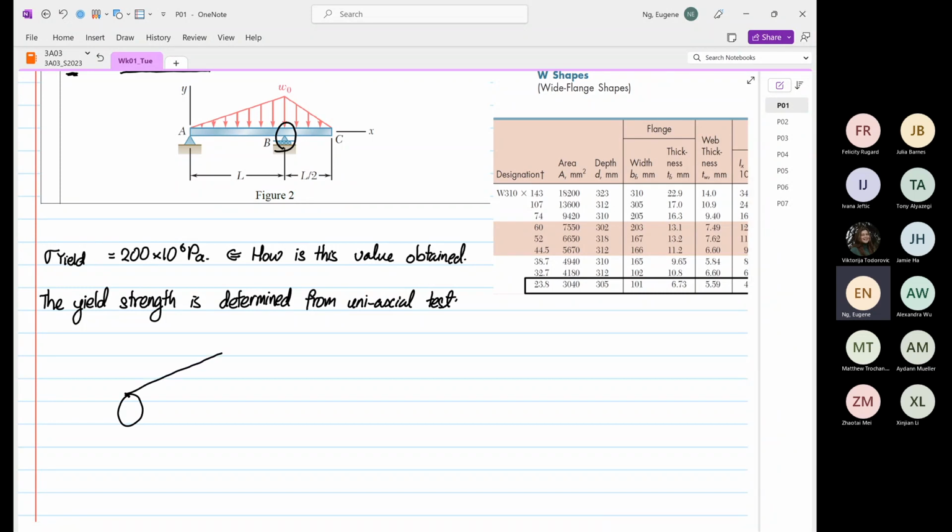Make the material, we will manufacture specimen. Okay, so this is your test specimen.